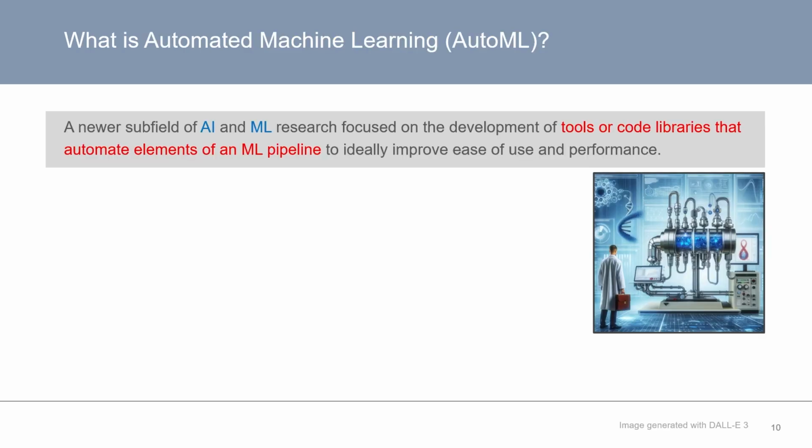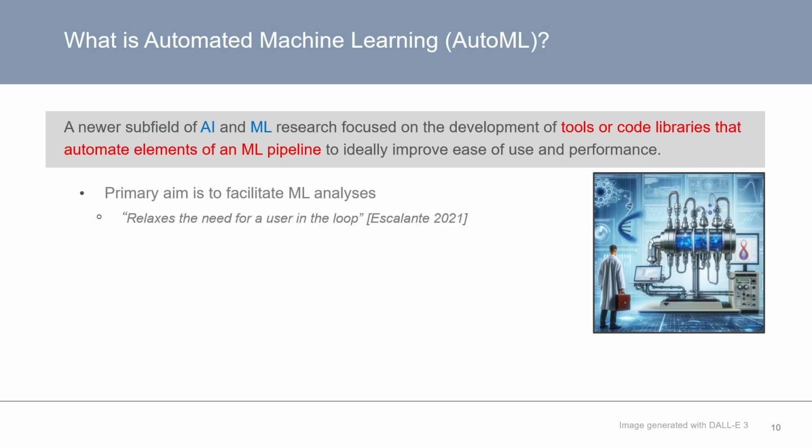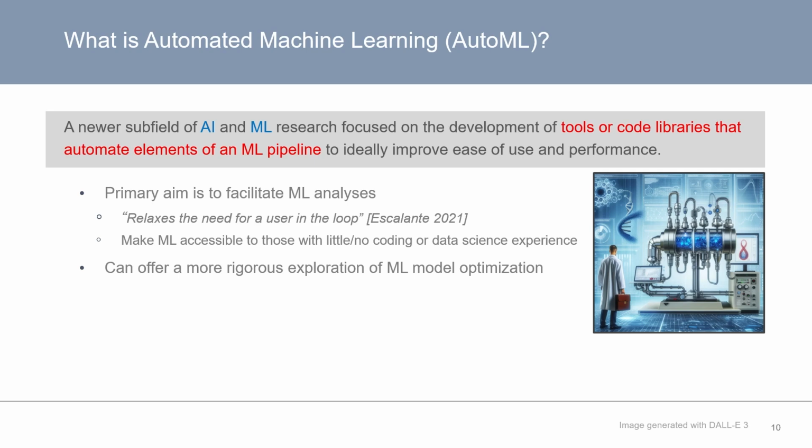So what's automated machine learning? AutoML is a newer subfield of artificial intelligence and machine learning research focused on the development of tools or code libraries that automate elements of machine learning pipeline to ideally improve ease of use and performance. The primary aim of AutoML is to facilitate machine learning analyses, or put another way, to relax but not exclude the need for a user in the loop. It also focuses on making machine learning accessible to those with little or no coding or data science expertise. AutoML can also offer a more rigorous exploration of machine learning model optimization.